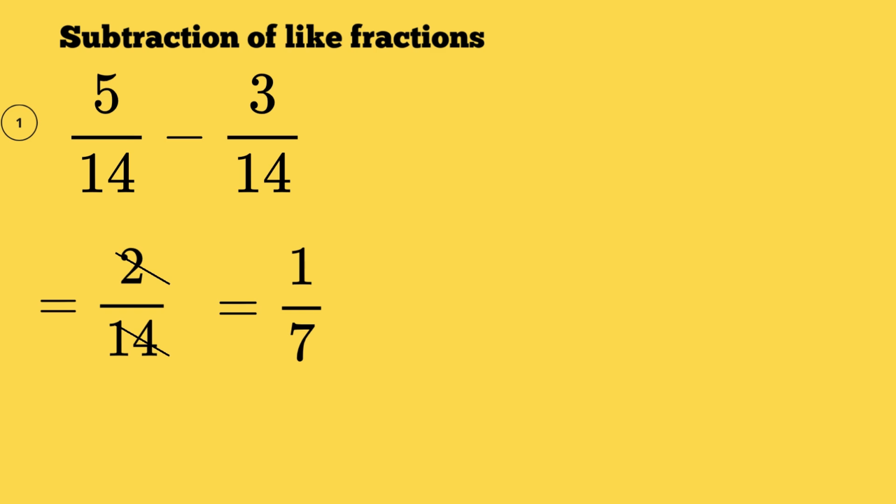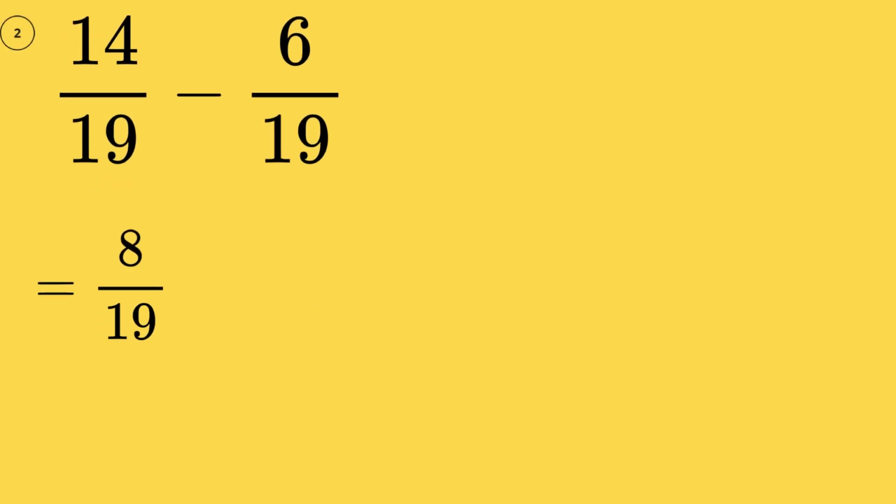Now, 2 by 14 is not in the simplest form because we have 2 as the common factor between 2 and 14. Therefore, we divide both the numerator and denominator by 2, which gives us 1 by 7 as the answer. Our second example is 14 by 19 minus 6 by 19. Since they are like fractions, we will just subtract the numerators and put the denominator as it is, which will give us 14 minus 6, that is 8 by 19.